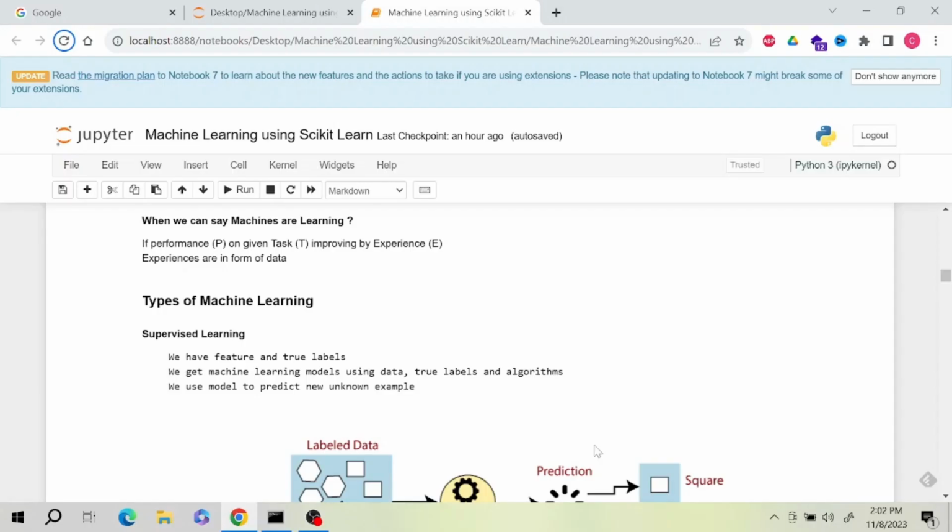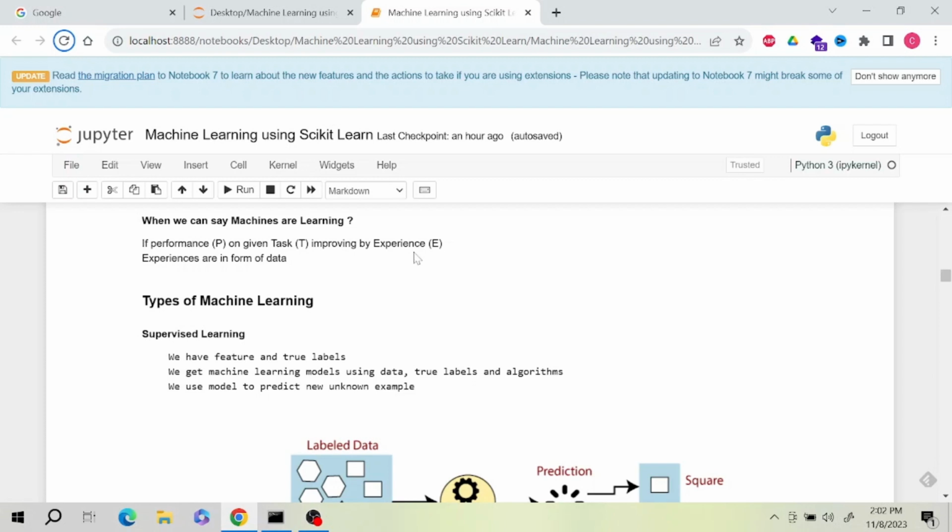So now we understand that machines can learn. The next question is, when can we say machines are learning, or is there any way that we can determine whether a machine is learning or not? Yes, for that we have this tuple of P, T, and E. P is performance, T is task, and E is experience. So if the performance of the machine or our algorithm for a given task is improving with the experience, then we say machines are learning.